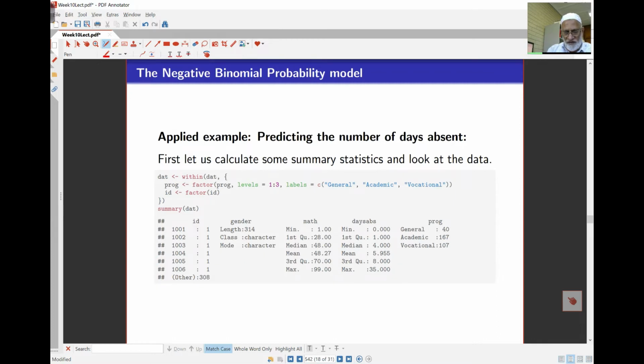And we have an ID here, which we define as a factor. Gender is character here because we haven't read it in as a factor. Then maths score, days absent, and the program.